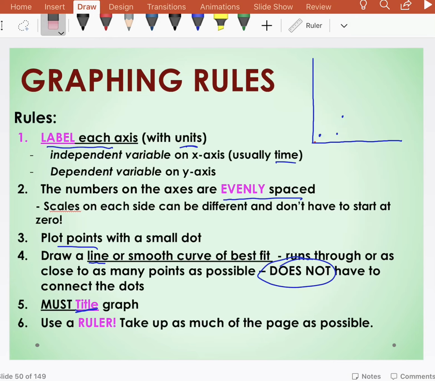Now, let's say, for example, instead, my data looked a little bit like this. Okay, here, my line of best fit might actually be more of a curve. All right, and again, it's not connecting the dots, but it's a smooth line. And of course, you need to have a title. Okay, so those are rules I want you to follow for page 13 of your workbook.